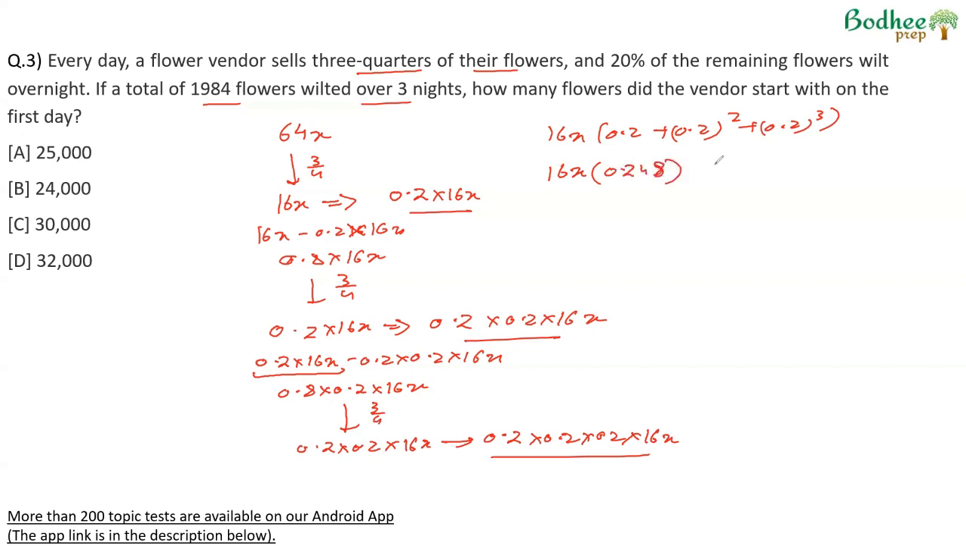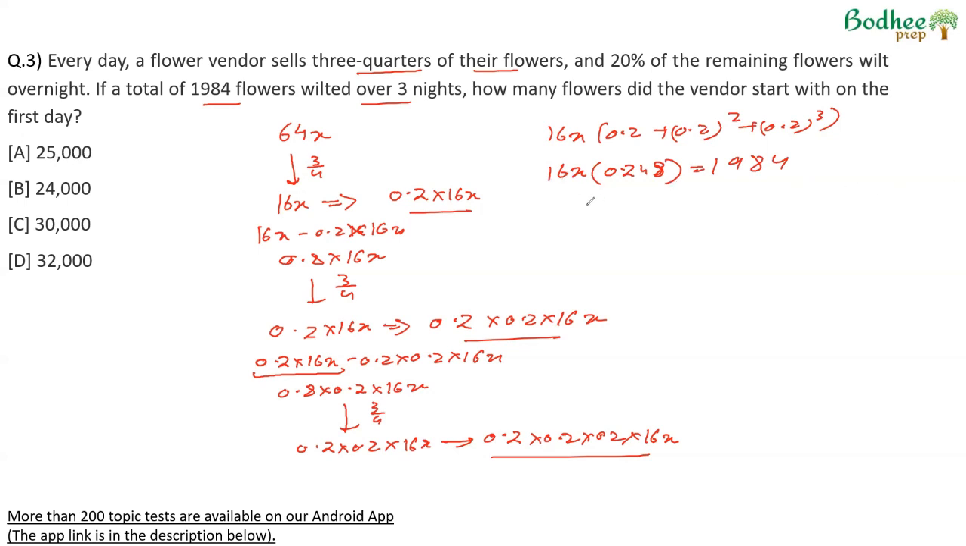This number is given as 1984. We can check that 1984 is divisible by 16, looking at the last 4 digits.